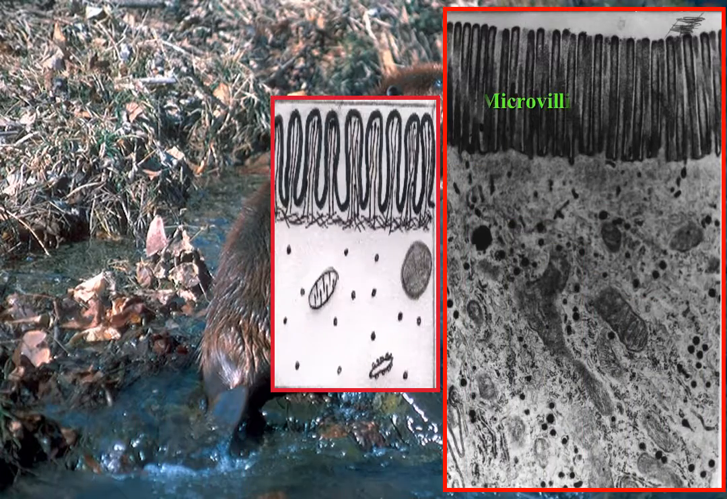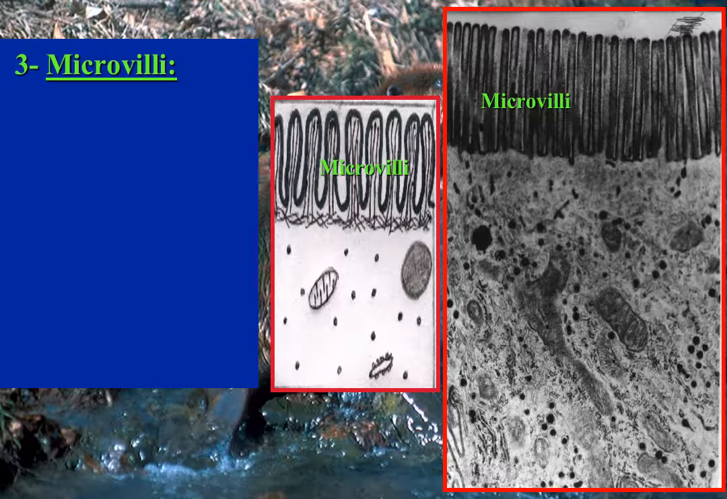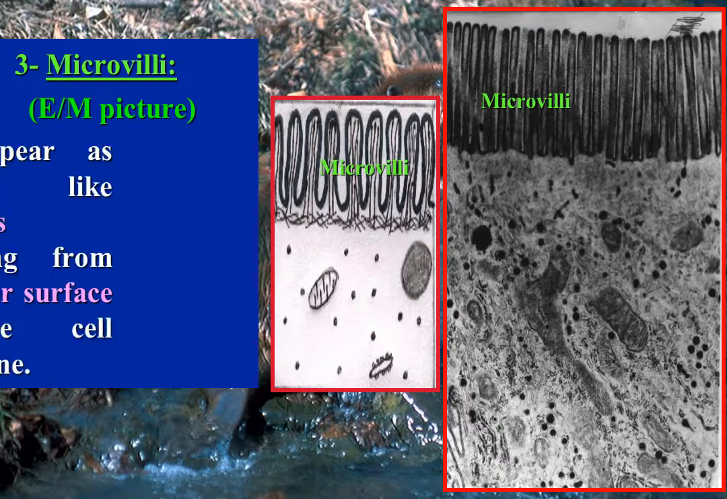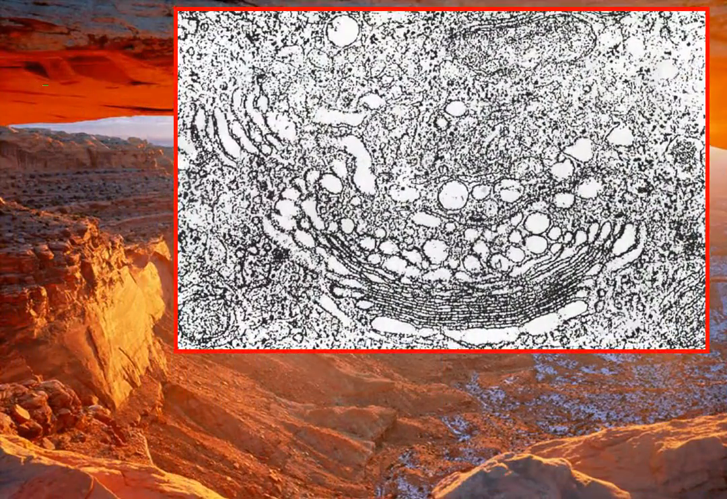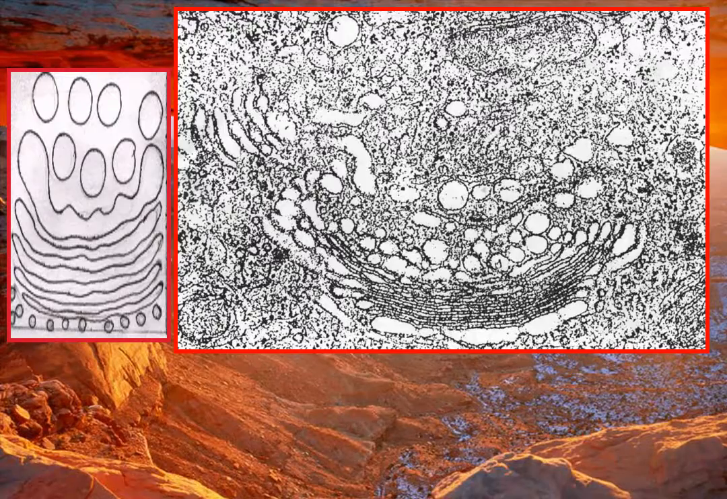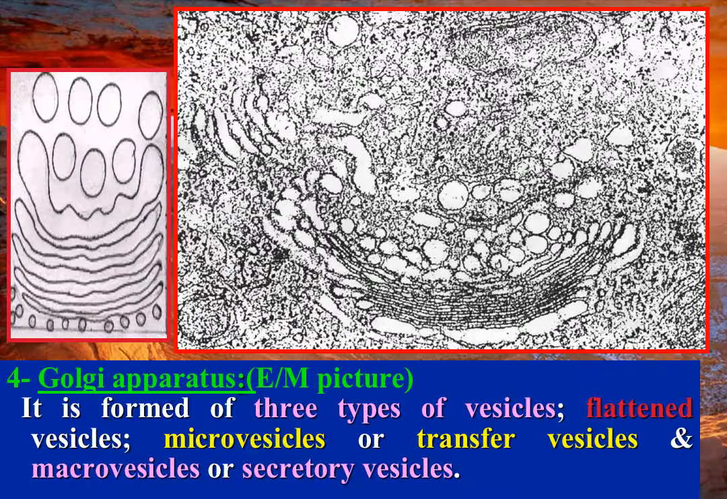Microvilli are one of the specializations of the apical surface, appear as finger-like processes projecting from the upper surface of the cell membrane. Golgi apparatus is formed of three types of vesicles: flattened vesicles consisting of elongated parallel sacs built one upon the other to form stalks.